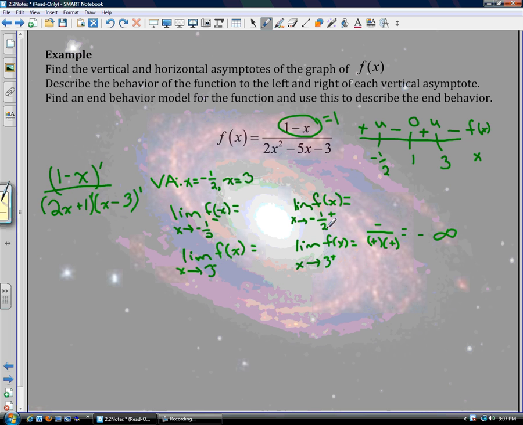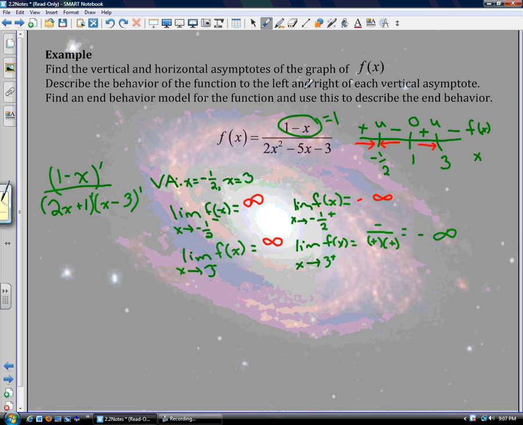So 3 from the left, let me grab a different color. I'm approaching 3. From the left, it's always positive, so therefore it is positive infinity. Approaching negative 1/2 from the right, so negative 1/2 from the right is negative over here, so negative infinity. And our last one, negative 1/2 from the left, and that is positive infinity. And that's it.